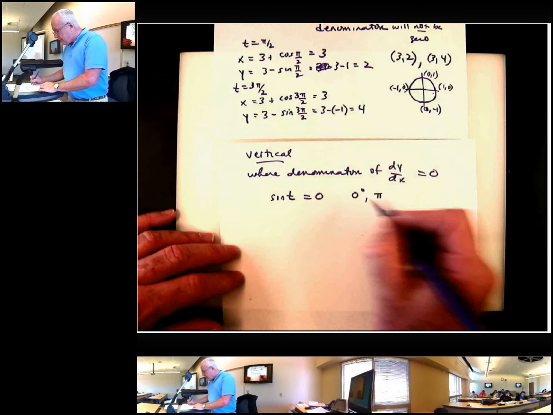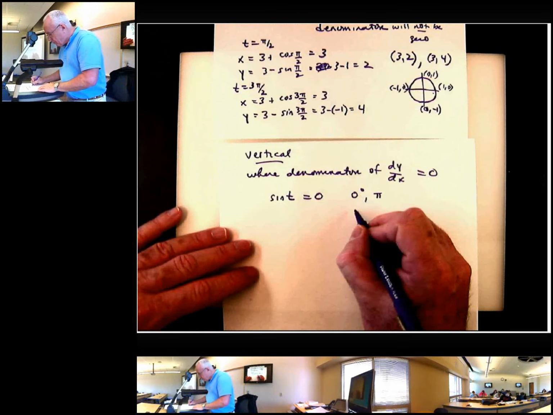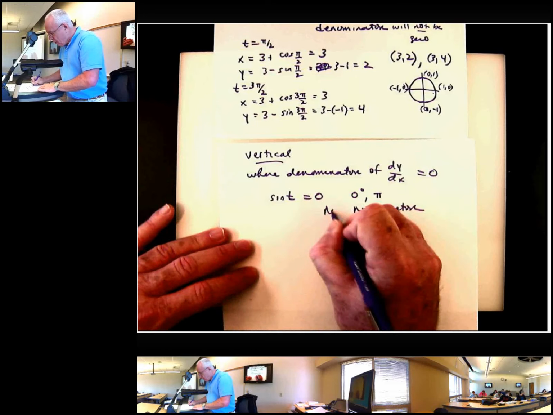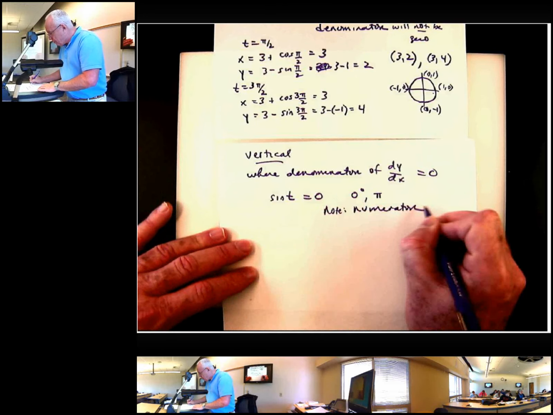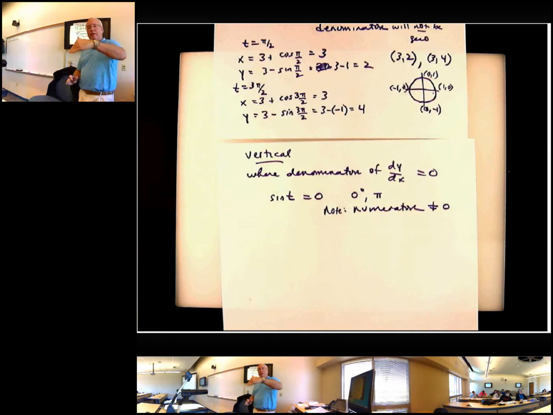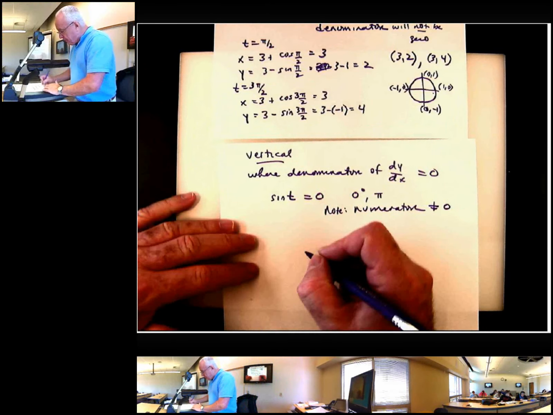And notice that at both of these points, the numerator, which involves cosine, does not equal 0. So we don't have a 0 divided by 0 kind of thing. All right, so let's fill in these.